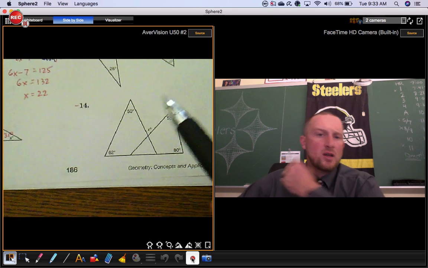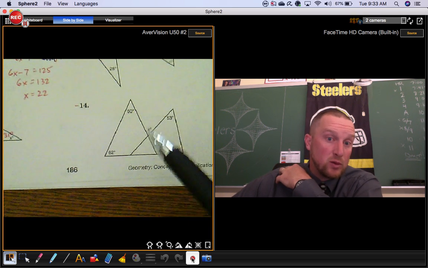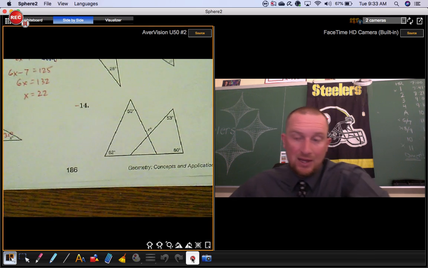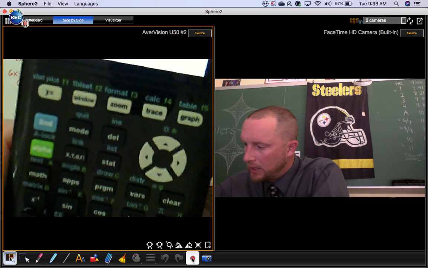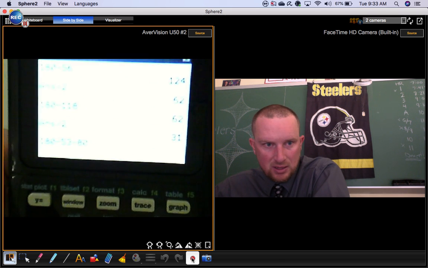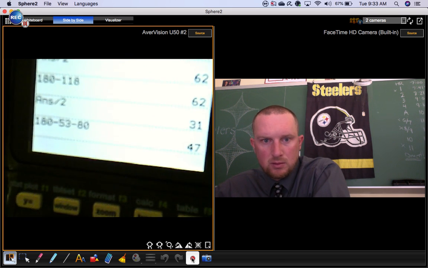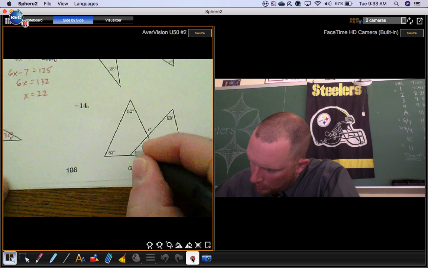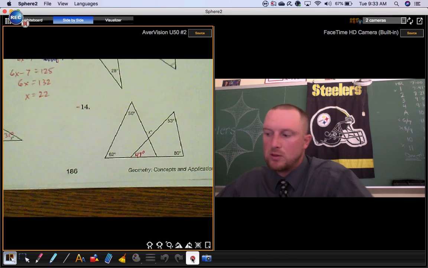Last one we'll look at, there are 3 triangles here. You got a 53 and an 80. So let's see what the other angle is going to be. 180 minus 53 minus 80 gives you 47. So this third angle is 47.